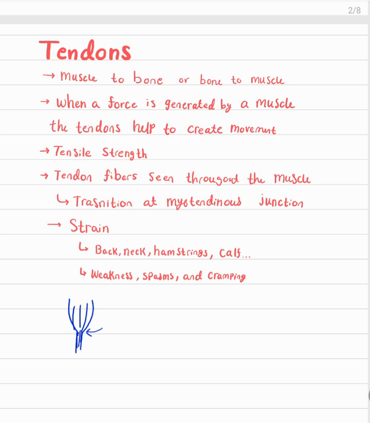And so you strain tendons. So there's the sprain or strain. And I think there's a T in strain. So tendons are what you strain, ligaments are what you sprain. So it's very similar, but they're different. You can strain your back, your neck, your hamstrings, your calf. And this can feel like weakness, spasms, or cramping. Those are kind of your symptoms of the strain.